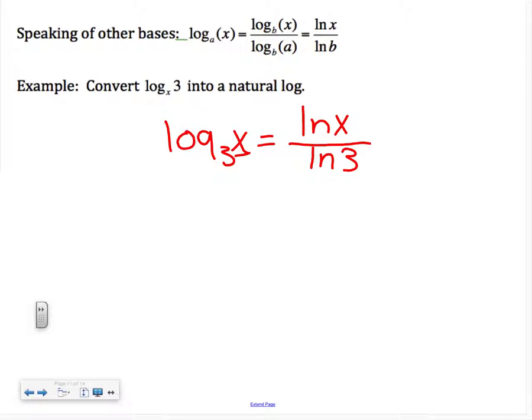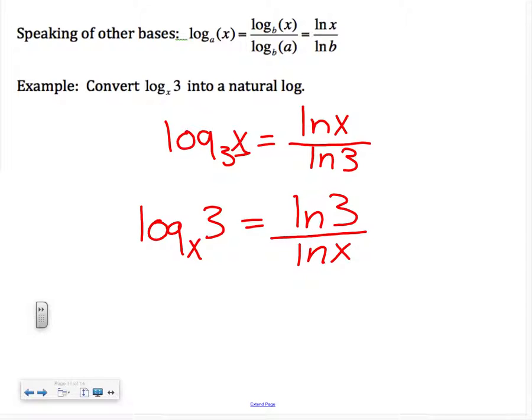So if I convert a log with a different base into a natural log, it would be the ln of the big number over the ln of the base. Okay? So if you want to convert things that way, you can. Sometimes it's necessary for different types of problems, but not usually.